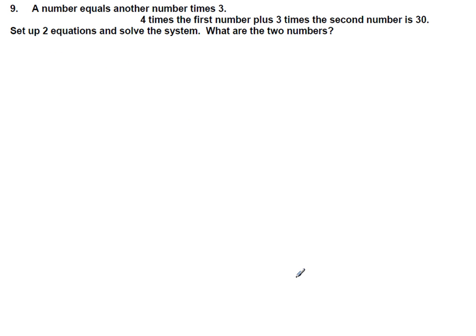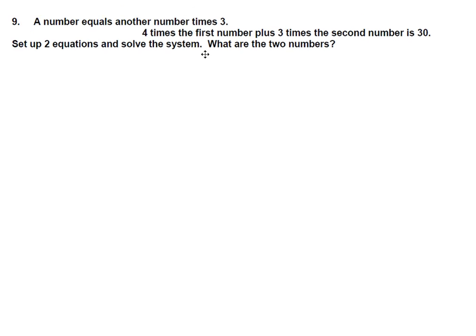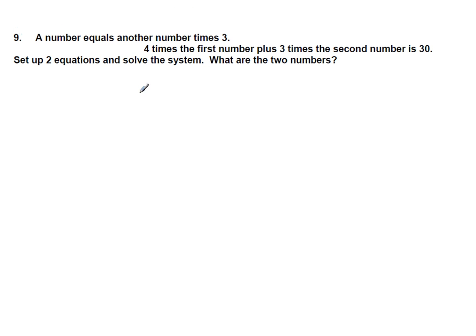All right, and number 9, we have a word problem. And so for this word problem, the directions say, set up 2 equations and solve the system. What are the 2 numbers? Well, the first sentence says, a number equals another number times 3. So let's give those numbers variable names. So a number, I'll just call it x. You could call it whatever letter you wanted, equals another number. So a number besides x, I'll call it y, times 3. A number equals another number times 3.